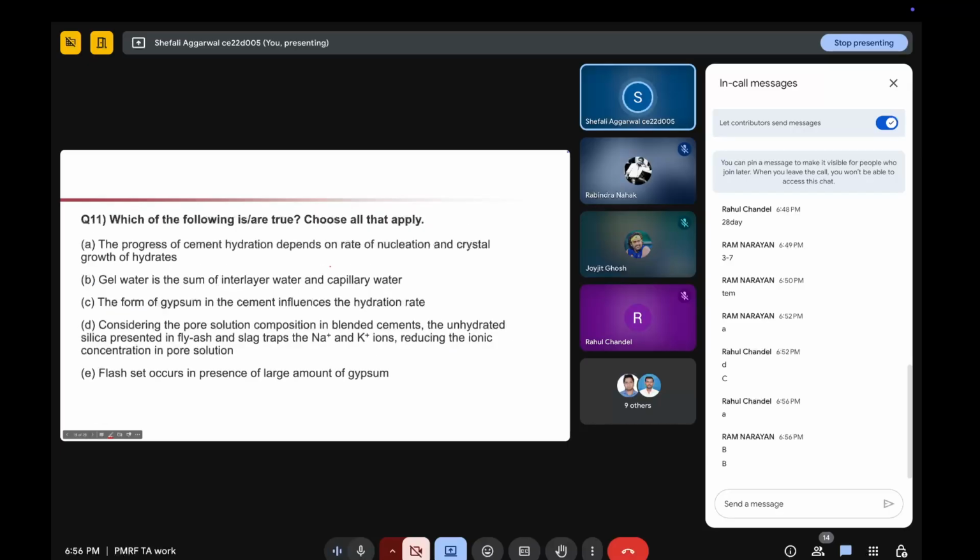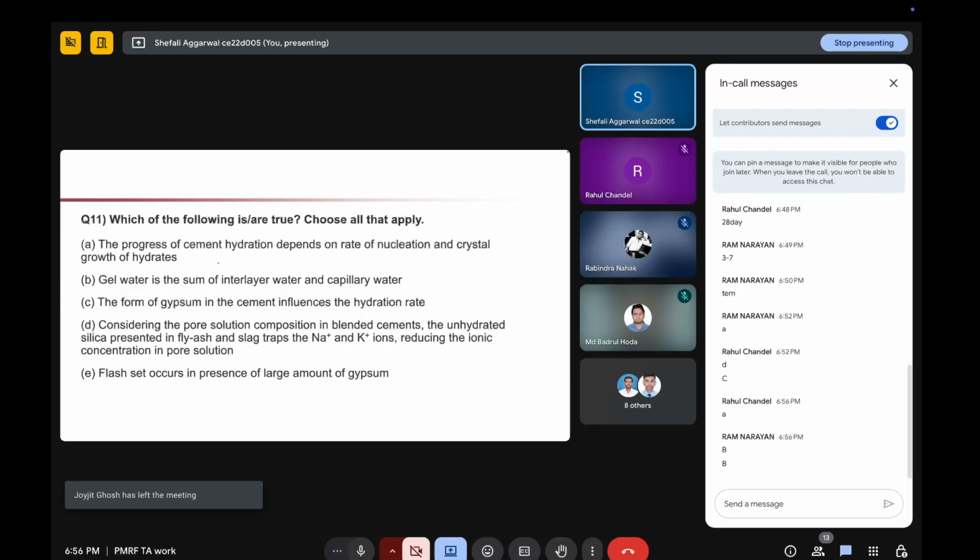Okay, which of the following statements is or are correct? The progress of cement hydration depends on the rate of nucleation and crystal growth of hydrates. Gel water is the sum of interlayer water and capillary water. The formation of gypsum in the cement influences the hydration rate. Considering the pore solution composition in a blended cement, the unhydrated silica present in fly ash and slag traps the sodium and potassium ions, reducing the ionic concentration in pore solution. Flash set occurs in presence of a large amount of gypsum.